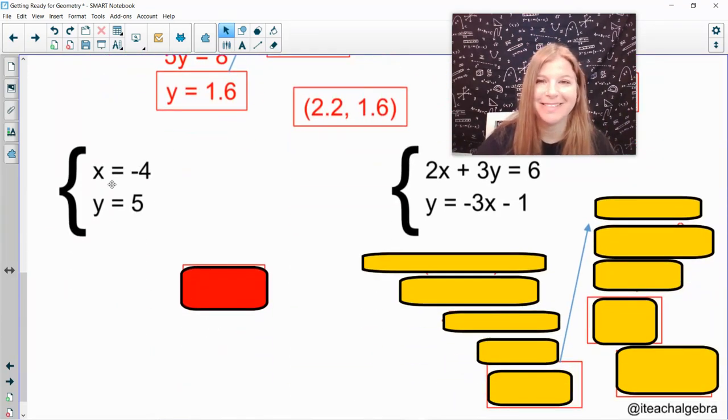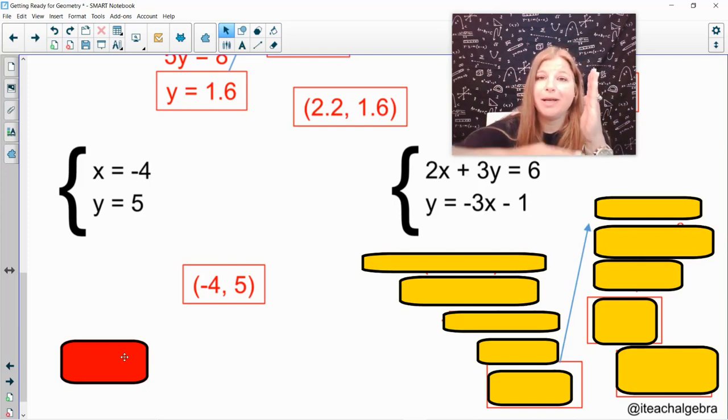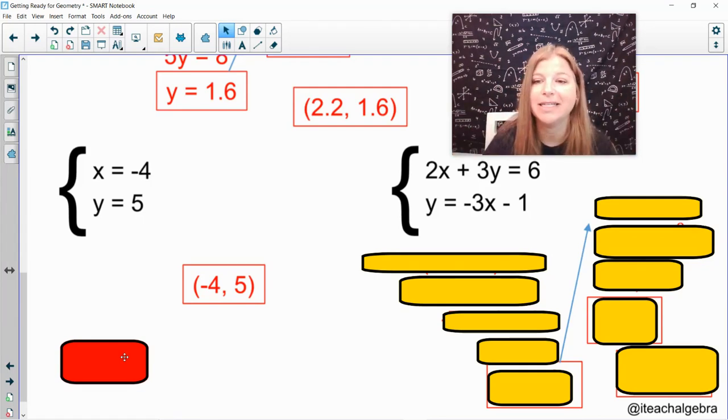Last two. Oh, you can see this one on the left is super easy. x equals negative 4 and y equals 5. This is the easiest system ever. Guess what the answer is? Negative 4, 5. There's nothing to substitute into the other equations. x equals negative 4 is a vertical line. y equals 5 is a horizontal line. Guess where they intersect? Negative 4, 5. If you see equations like that, they are the easiest.